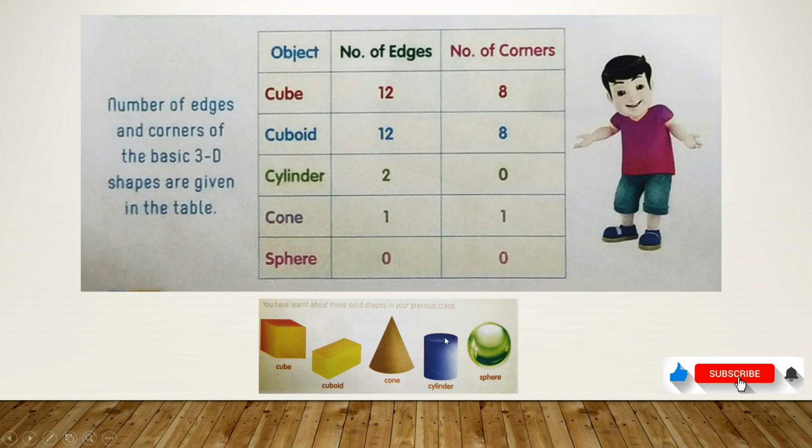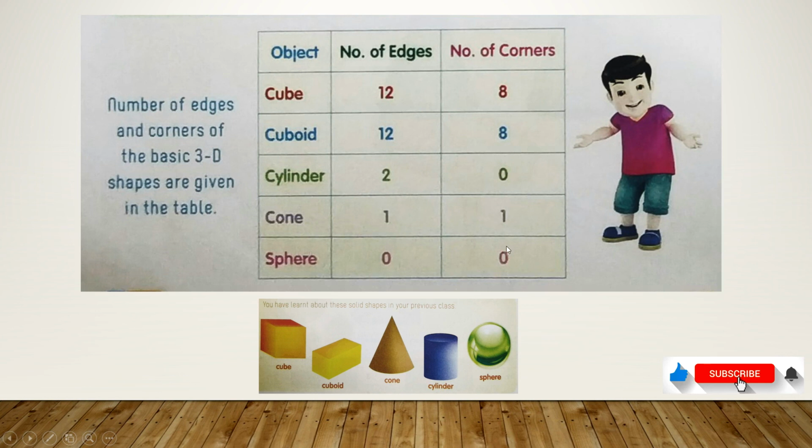For a cylinder, we have 2 edges and 0 corners. In this cylinder there is no corner, and there is one rounded edge at the top and one rounded edge at the bottom. So we have 2 edges in a cylinder. A cone has one edge and one corner. This is a cone, this is a corner, and the edge is the rounded edge at the bottom of the cone, like the cylinder. A sphere has no edge, no corner.